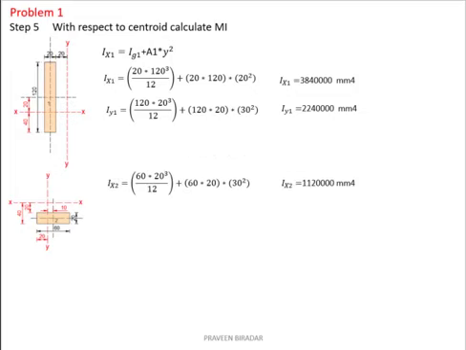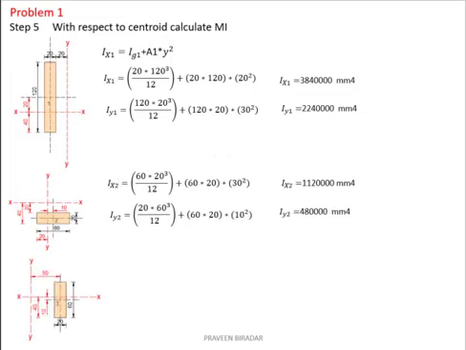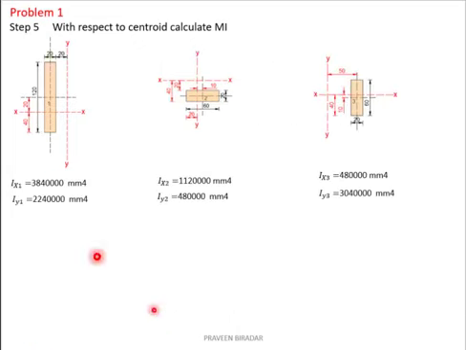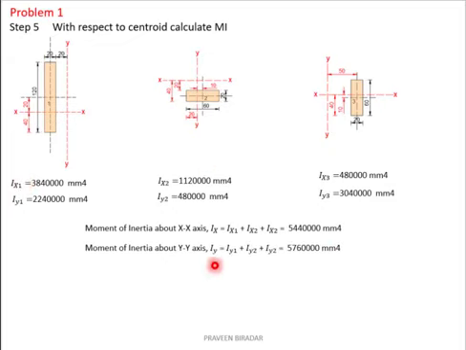Similarly, for the second figure, I have to calculate Ix1, Iy1, Ix2, Iy2, Ix3, Iy3. So all is over. These are my values. For moment of inertia about the x-axis, I need to add Ix1 plus Ix2 plus Ix3. Similarly, moment of inertia about the y-axis, Iy equals Iy1 plus Iy2 plus Iy3. That is the value of the moment of inertia.